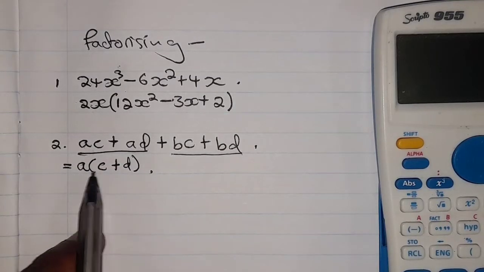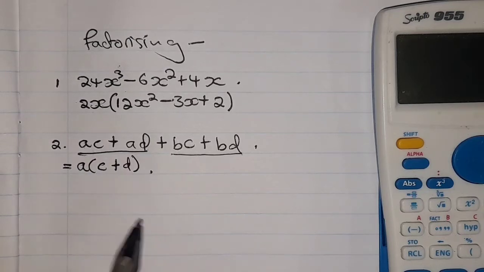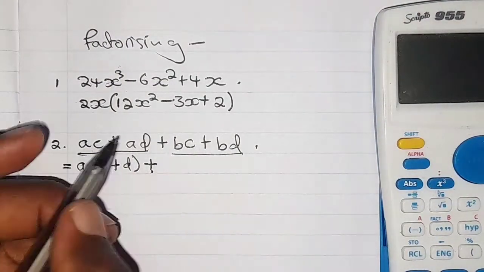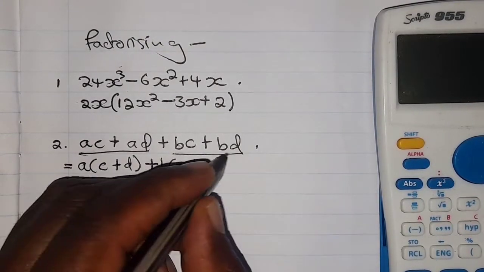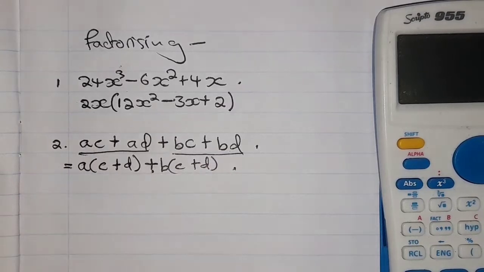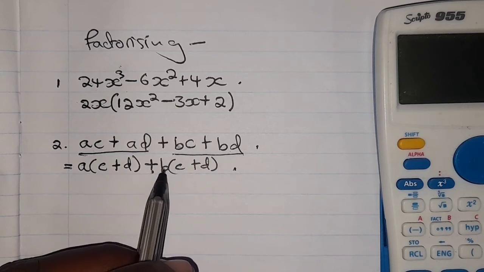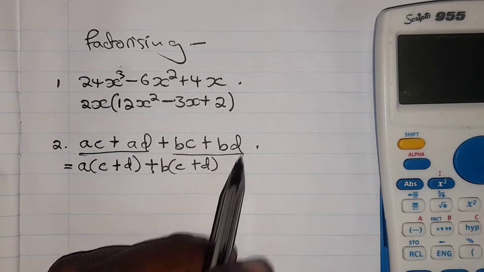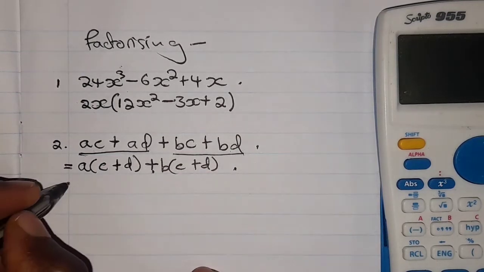We can multiply this A back into the bracket. That's A multiplied by C is AC, A multiplied by D is AD. And then coming here is plus, our common factor here is B, so it's plus B bracket. Here we are left with a C, here we are left with a D. Remember, if you multiply the B back into the bracket, B by C is BC, and B by D is BD. That's distributive law.